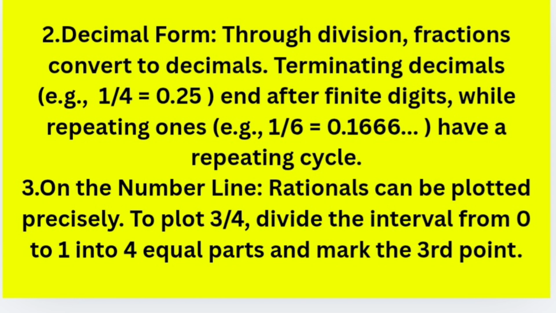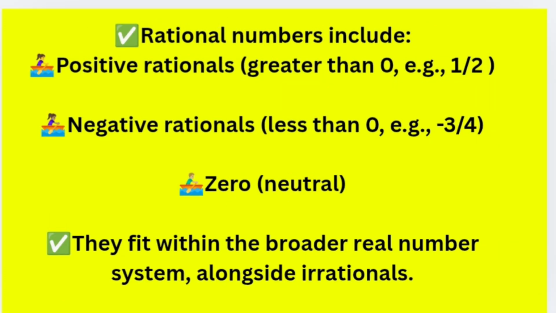On the number line, rationals can be plotted precisely. To plot 3 over 4, divide the interval from 0 to 1 into 4 equal parts and mark the third point. Rational numbers include positive rationals greater than 0. For example, 1 over 2. Negative rationals less than 0. For example, negative 3 over 5. And 0, which is neutral. They fit within the broader real number system alongside irrationals.